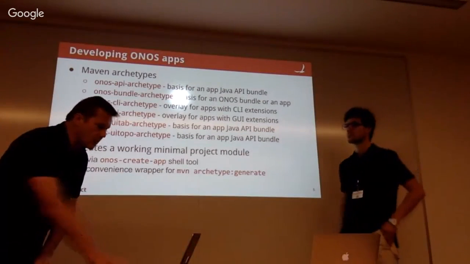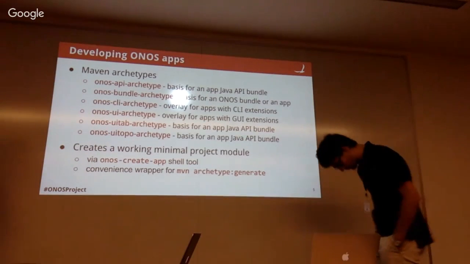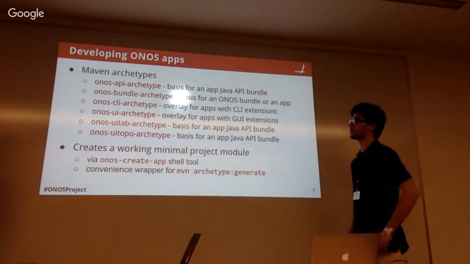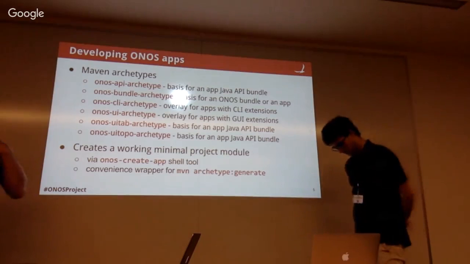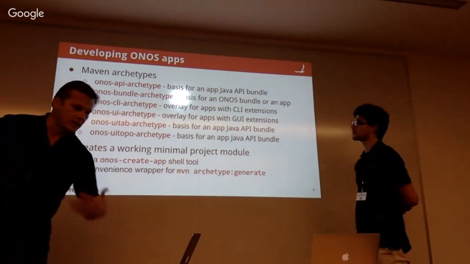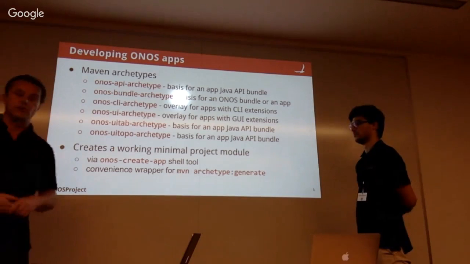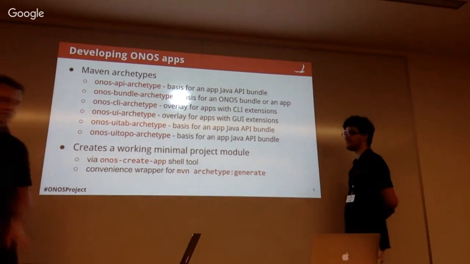So there's a number of different archetypes which can build different flavors of applications. Some of these archetypes are overlays, which means they can lay on top of an existing project to provide customization. So for example, let's say I want to develop an application that has a UI and a REST API, but I don't care about the CLI. Then you create an application, and over top of that you overlay the UI and REST API archetypes, and then you can just customize the code that has been provided as a template for you.